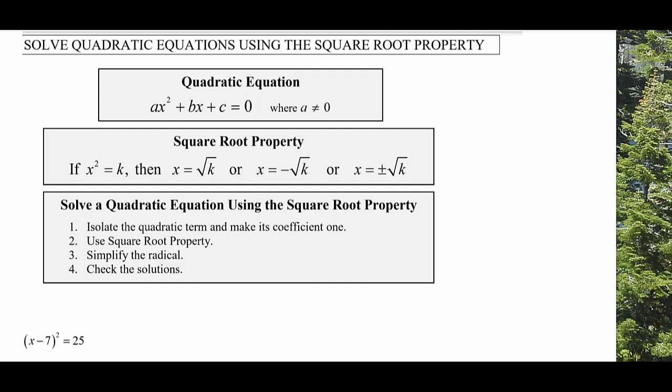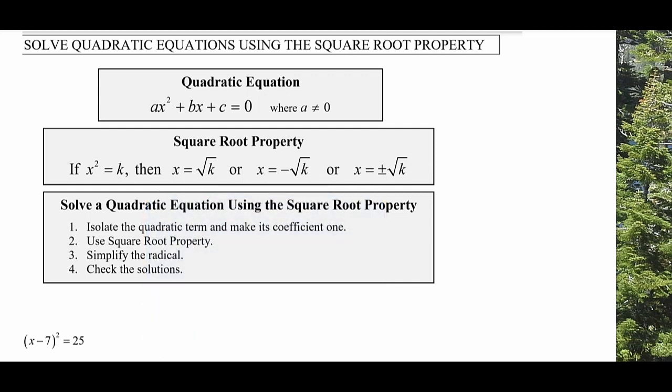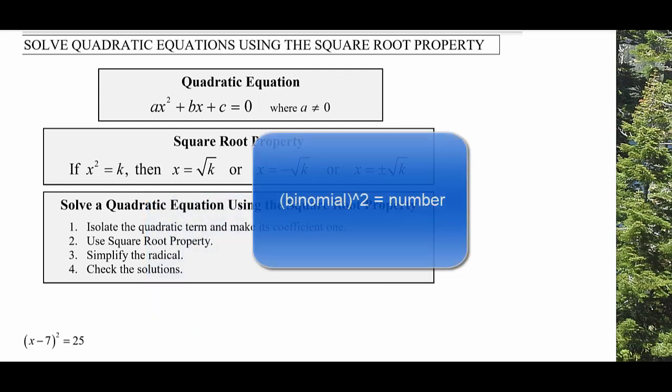In this video, we're going to continue our work with solving quadratic equations using the square root property. In particular, we're going to be looking at equations that can be written as quantity squared equals a number. We're going to be looking at binomial squared equals a number. And you'll see that in our first example here.